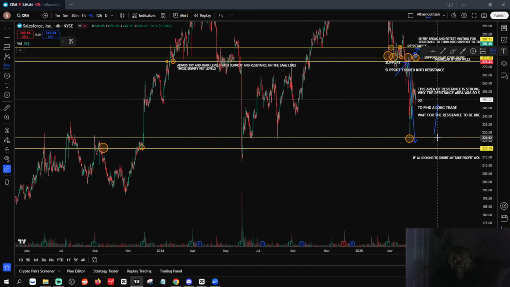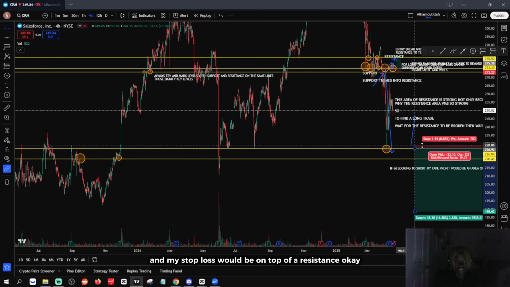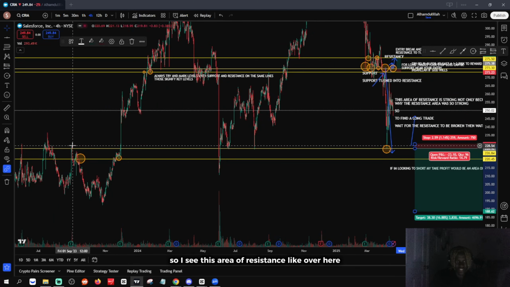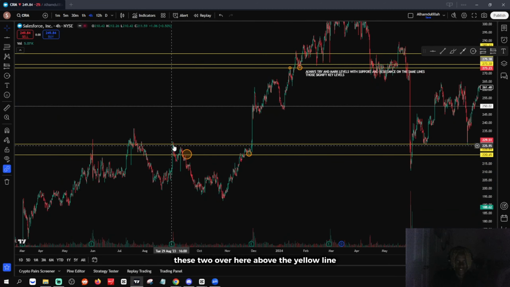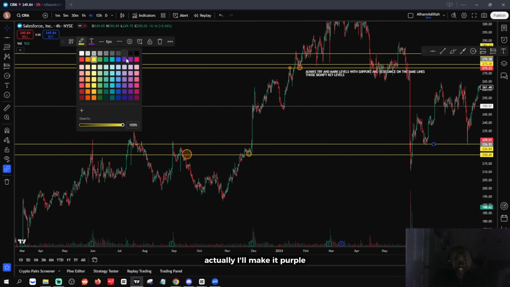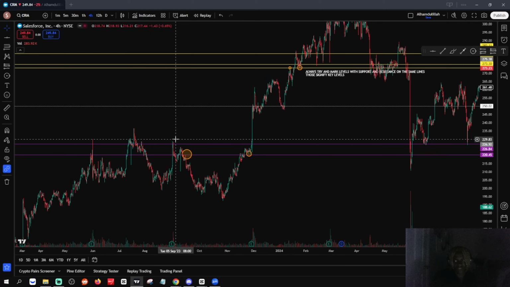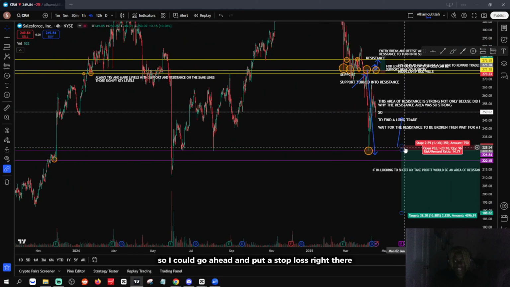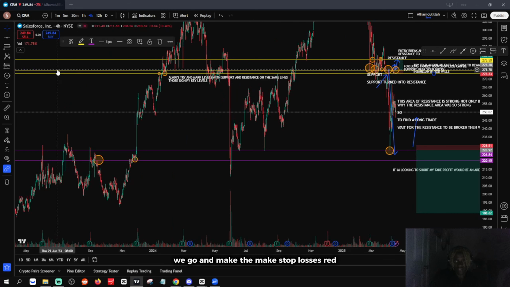Short tool. And my stop loss would be on top of a resistance. Okay? So I see this area of resistance like over here, these two over here above the yellow line. Actually, I'll make it purple. Purple for my short. So above here, I could go ahead and put a stop loss right there. Let me go ahead and make stop losses red.